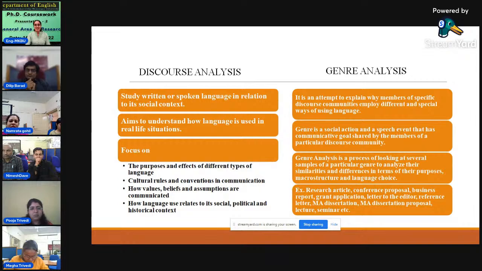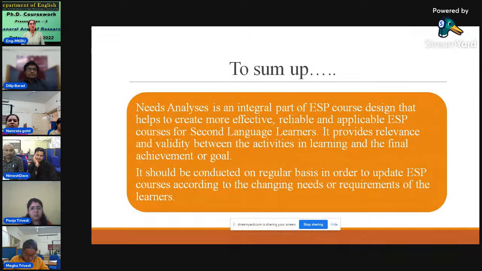To sum up and to put stress on the importance of needs analysis, we can say that it is an integral part of ESP course design that helps to create a more effective, reliable, and applicable ESP course for second language learners. It provides relevance and validity between the activities in learning and the final achievement, or the goal, at the end of the course. And as a suggestion, needs analysis should be conducted on a regular basis in order to update the ESP course according to the changing needs or requirements of the learners.